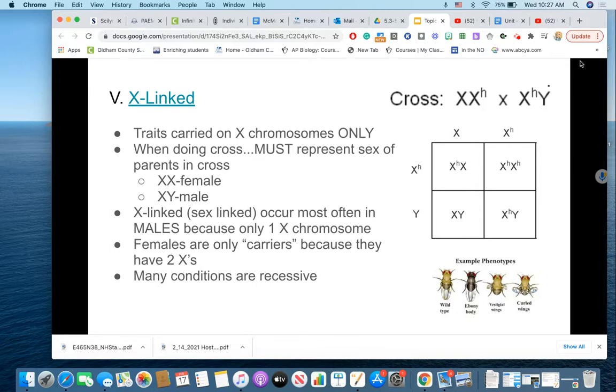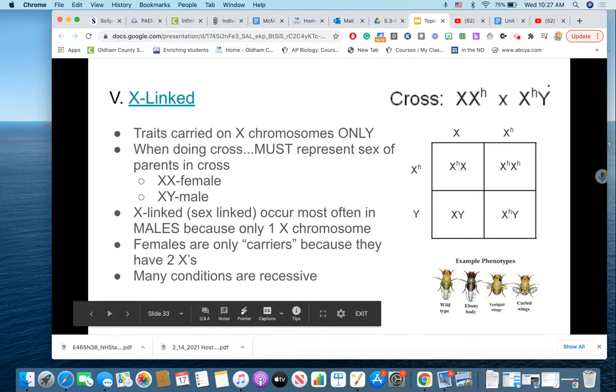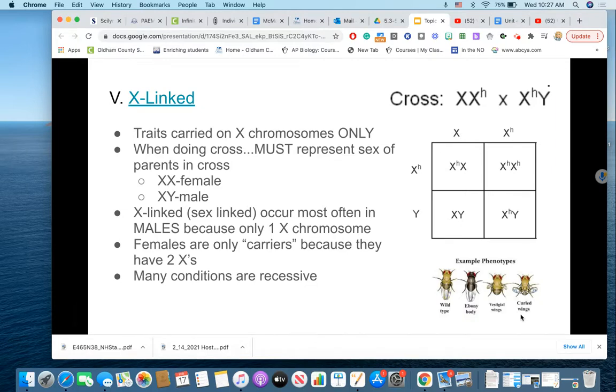Now, when we talk about X-linked or sex-linked conditions, many of these you will see are recessive conditions. I put these little flies down here because a lot of fruit fly genetics deal with X-linked traits. One of the practice sheets that you're going to do is almost exclusively about fruit flies, because it's such a common thing to discuss related to X-linked traits. So you'll see fruit flies for sure.